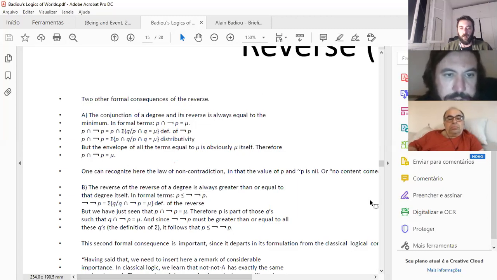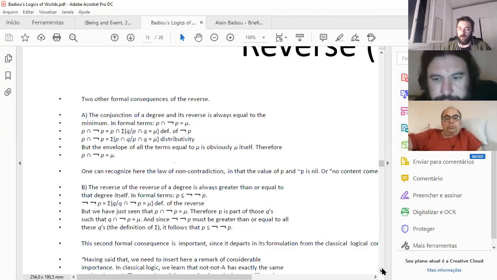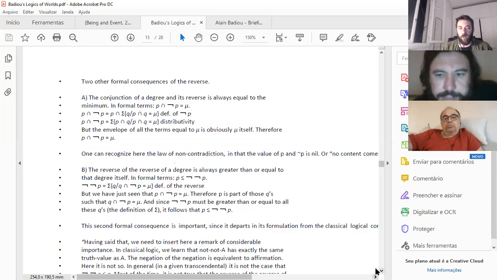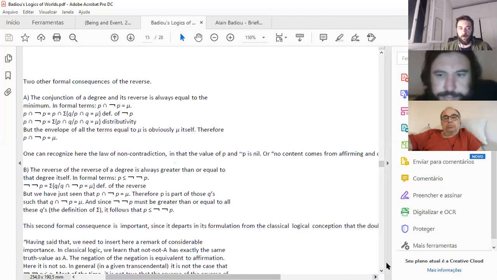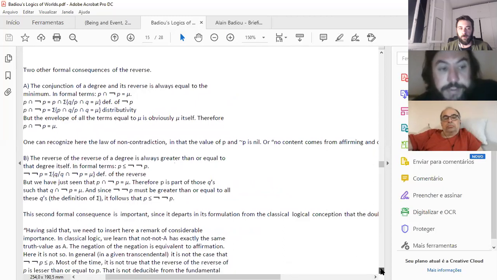Yeah, I mean, what something has in common with its negation is the null value. The negation of a negation does not necessarily give the affirmation. Not necessarily. The negation of the negation does not necessarily give the affirmation.